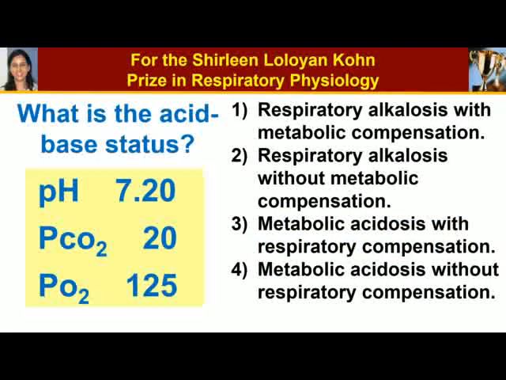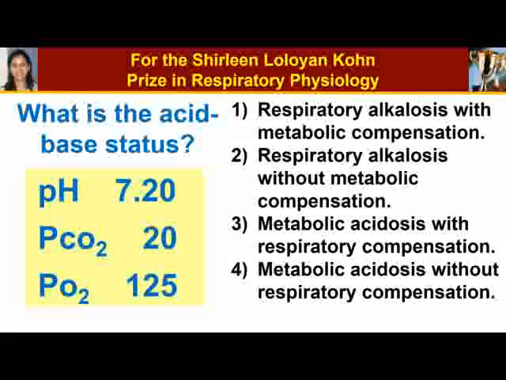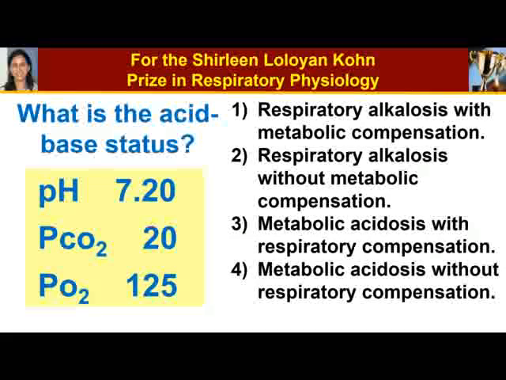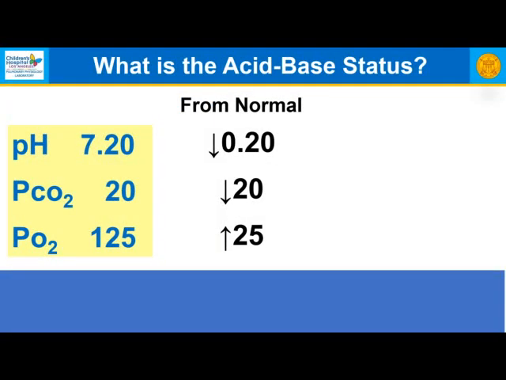Okay, so pH 7.2, PCO2 20. Is this a respiratory alkalosis with metabolic compensation or without? Metabolic acidosis with respiratory compensation or without? Okay. So we have a pH that's down 20 hundredths of a pH unit. We have PCO2 that's down 20. Now remember, these two should balance. So the fact that they're both 20 does not indicate that this is purely a respiratory problem.